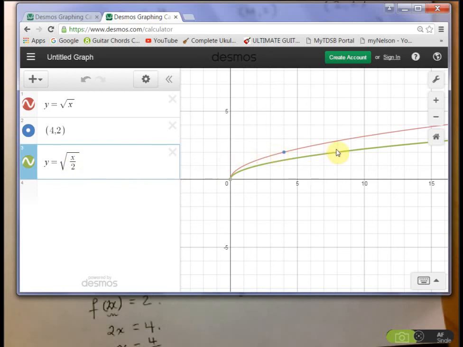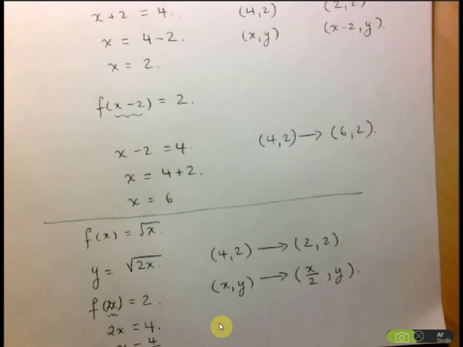So in the end, that's the important thing to keep in mind: whatever you see being applied to the x variable, the effect on the x component is always the opposite. Always the opposite. Okay, that's it for now.